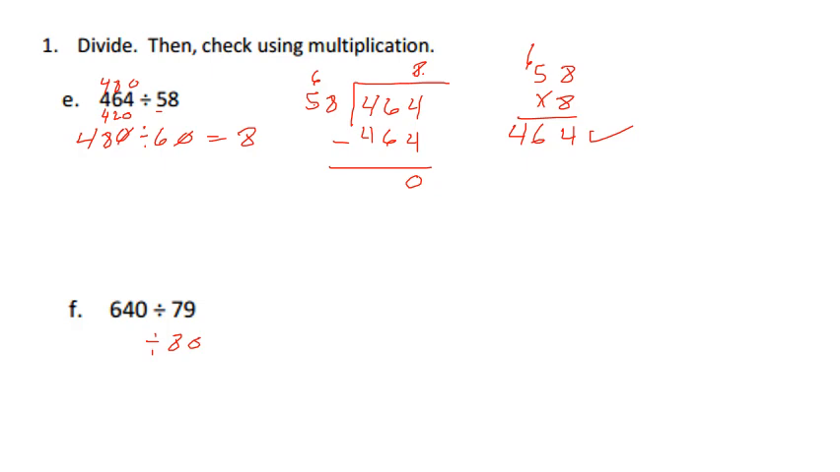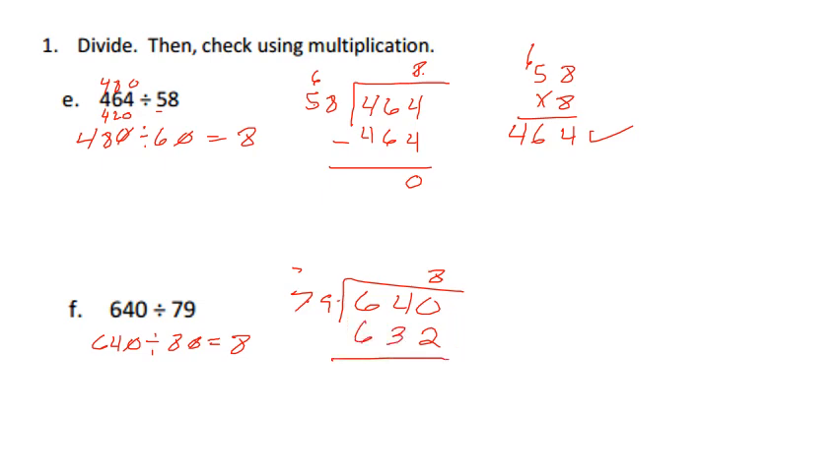F, our last one, we're going to go ahead and round to 80. And I know 8 times 8 is 64, so I'm going to leave it as such, because I take the zeros off, and I know my estimation is going to be 8. Now we have 640 divided by 79, and I'm going to put 8 in there. 8 times 9 is 72. 8 times 7 is 56. That'd be 63. And we're going to regroup, and we end up with a remainder of 8.